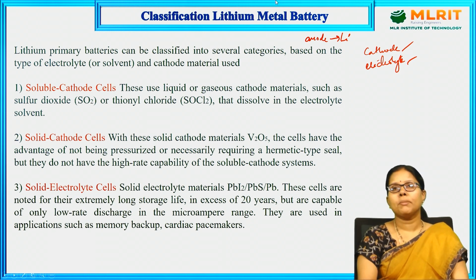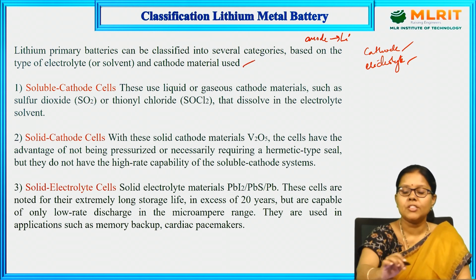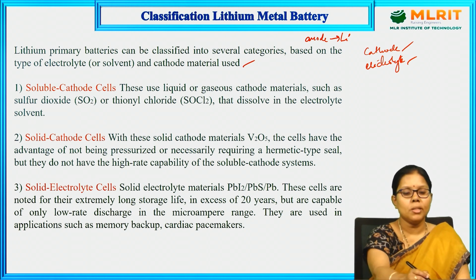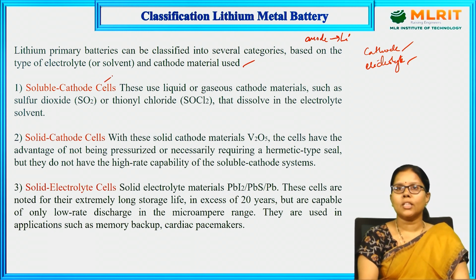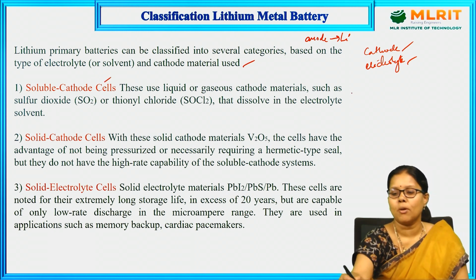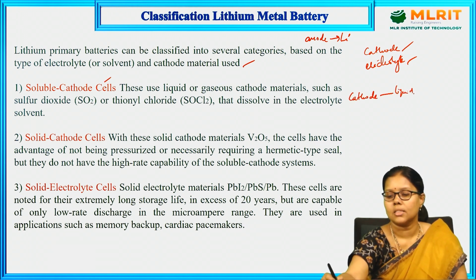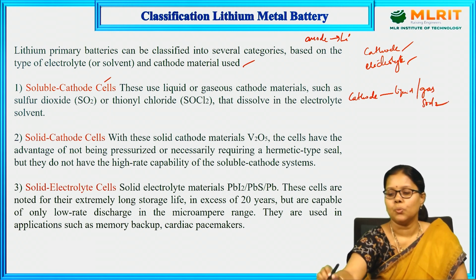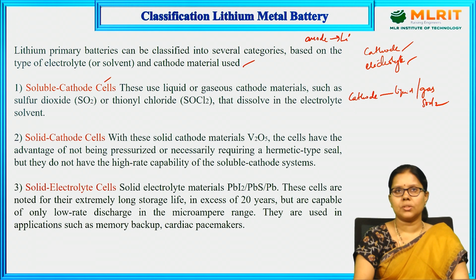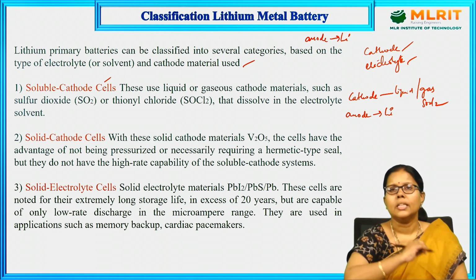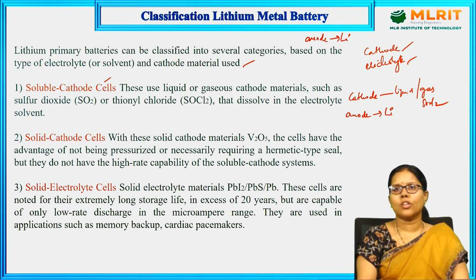Lithium primary batteries can be classified into several categories based on the type of electrolyte and cathodic material used. Let us see the lithium metal battery as a primary battery and its classifications. The first one is soluble cathodic cells. Here the cathode is either liquid or gas, SOCl2, thionyl chloride. The anode is lithium only. The electrolyte is any organic or inorganic electrolyte.